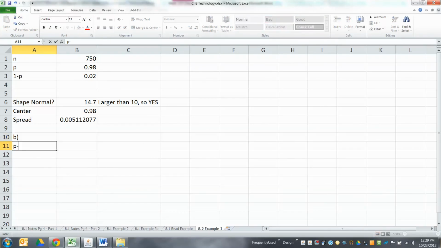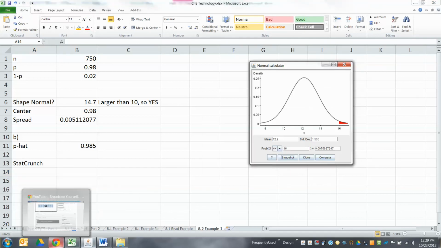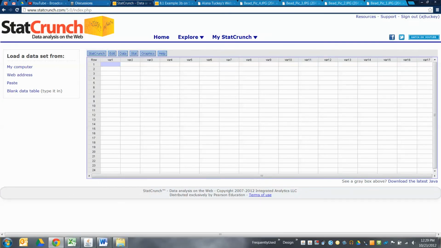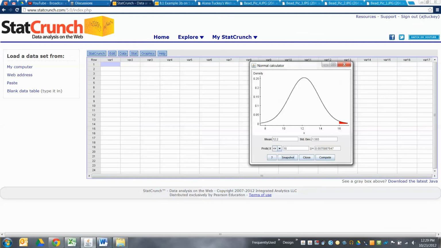All right, so for this one, they're telling us the p hat is equal to 0.985, right? 98.5%. So we're going to find this two ways. You know this is coming. We're going to find it with StatCrunch, and we're going to find it with Excel. Now, I just happen to have StatCrunch still open, but if you didn't, go to StatCrunch, go to Stat, go to Calculators, Normal, like that. All right, so I've got it up right here.